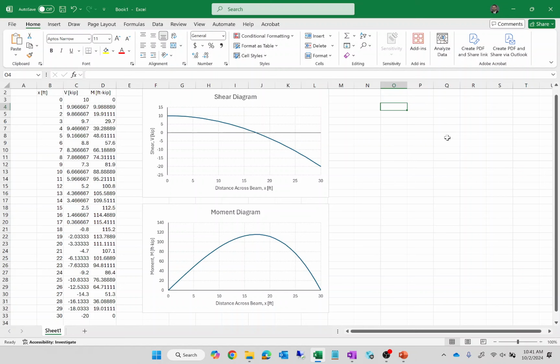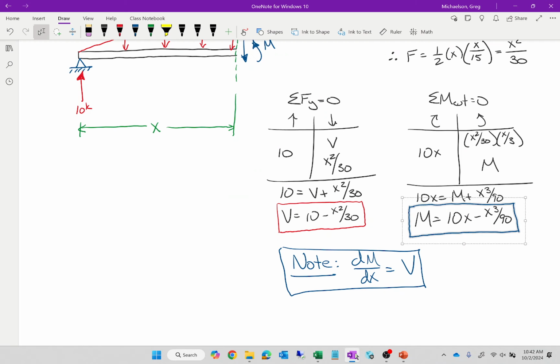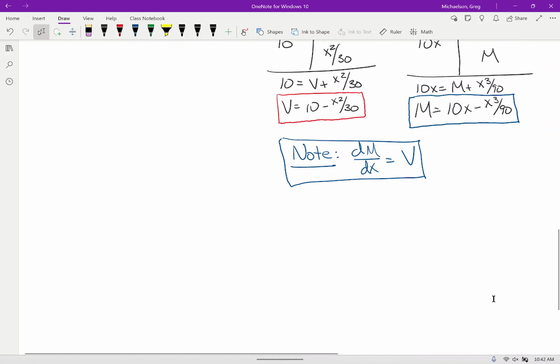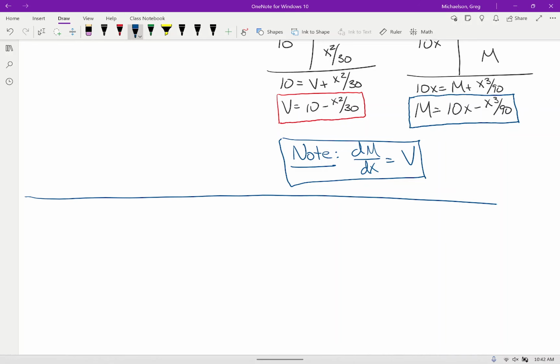Where is the maximum moment? It is where shear equals 0, right? Everybody with me on that? So let's do some calculations back in our notebook, okay? Let's see if we can math this thing out. Find the point where shear equals 0. What is shear? Shear is 10 minus x squared over 30.